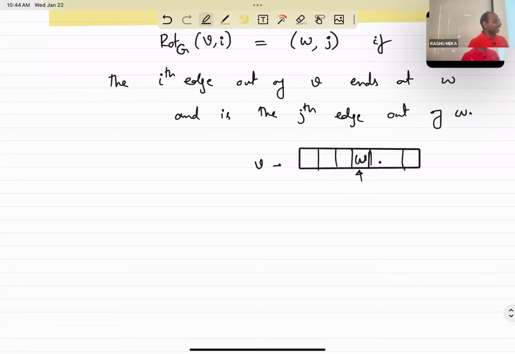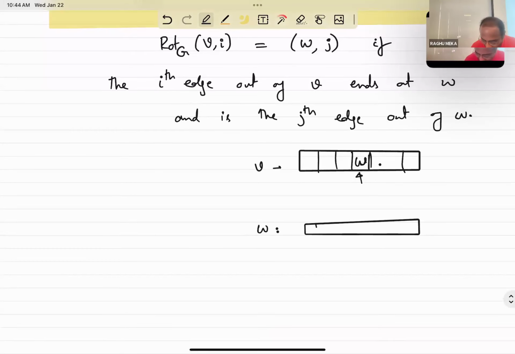Okay, so w is a neighbor of v, and it's the ith neighbor of vertex v. Not only that, but if I go to vertex w, then since the graph is symmetric, v should also be somewhere here, right? If (v, w) is an edge, (w, v) is also an edge. So v is also a neighbor of w, right? But what neighbor is it? It's neighbor j. It's kind of a double indexing, right?